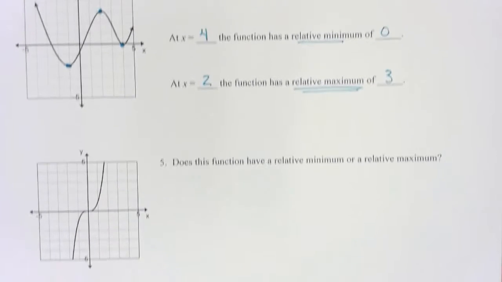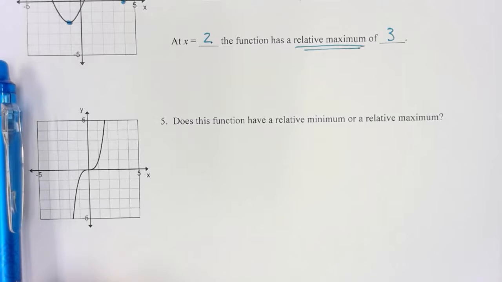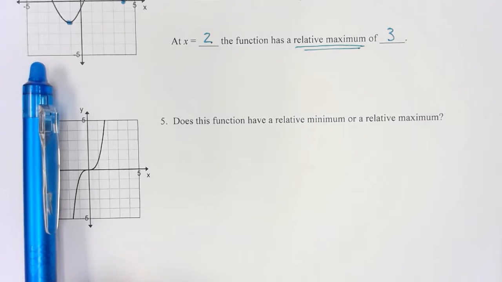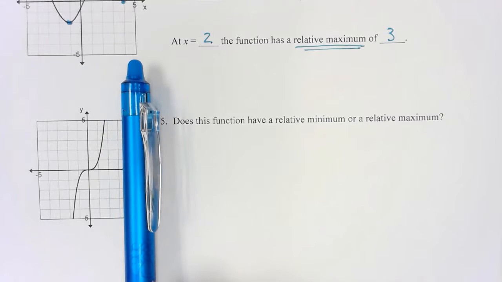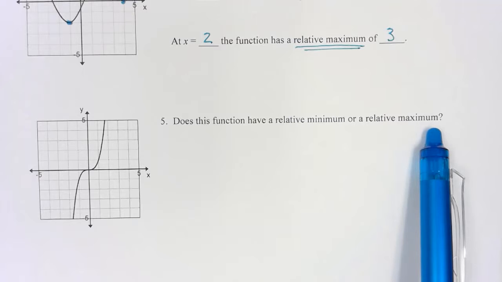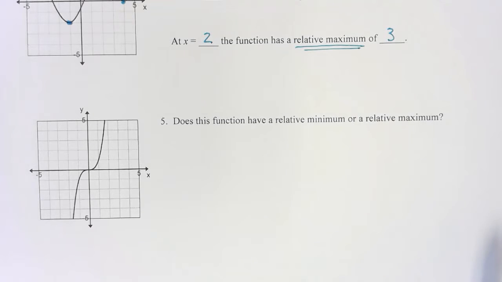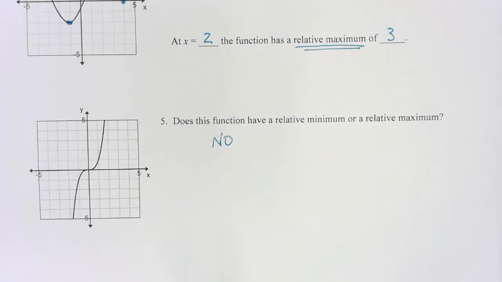One more. As you scan the domain of this function from negative infinity to infinity, notice that it increases the whole time. So does this function have a relative min or a relative max? Unless it changes direction, a min or a max will not occur. So no, and technically because this function increases on its whole domain. So that's it for analyzing graphs of functions.